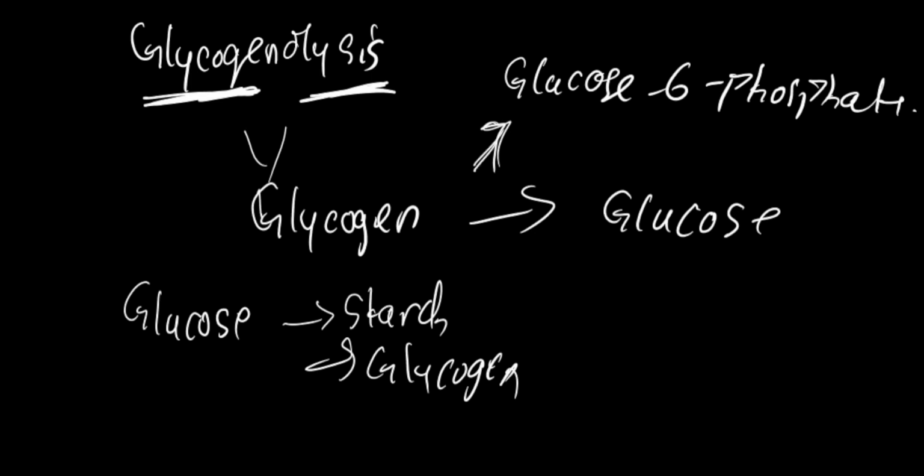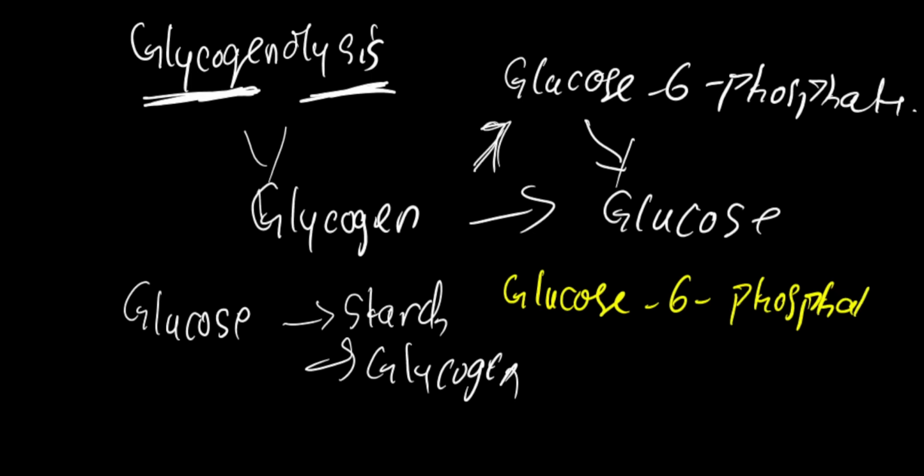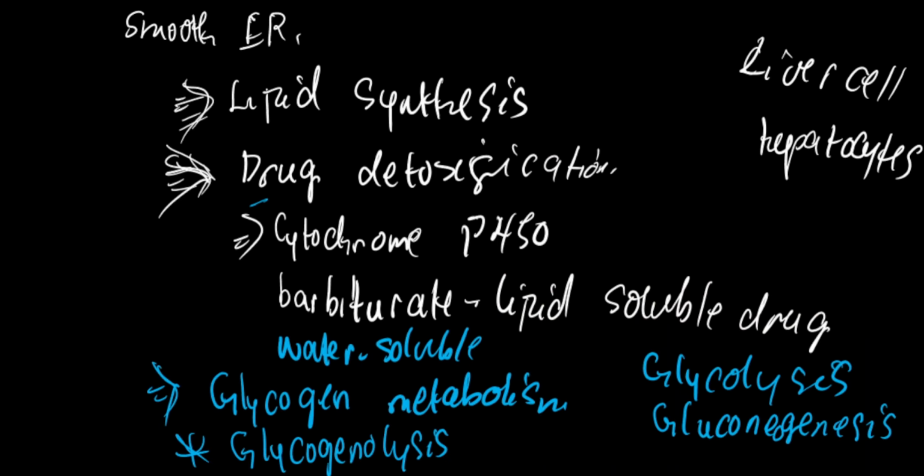Okay, so how do we go from glucose 6-phosphate to glucose? We need an enzyme, and that enzyme is glucose 6-phosphatase. Glucose 6-phosphatase is an enzyme that is associated with the smooth endoplasmic reticulum. Hence, one of the functions of the smooth endoplasmic reticulum is glycogen metabolism.